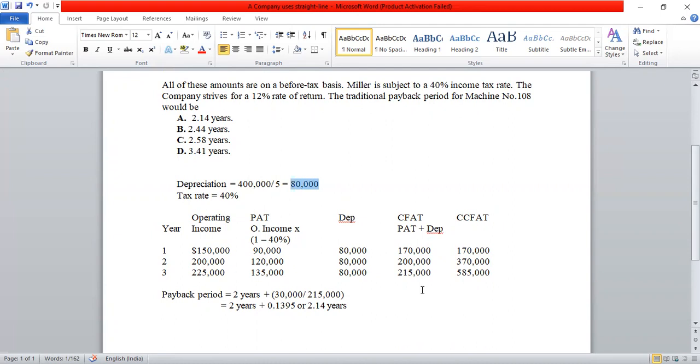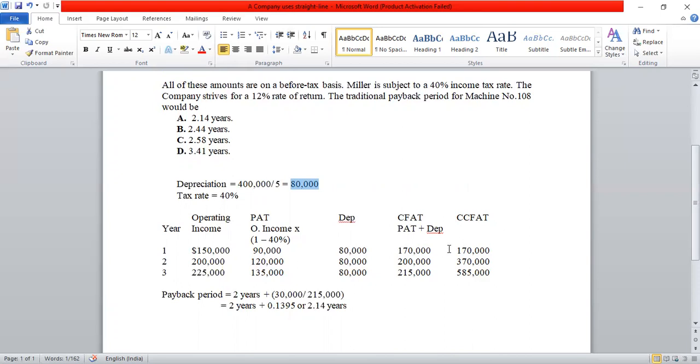What is the concept of payback period? Payback period is the period in which the investment amount is paid back. What's the amount of investment? 400,000. Now, when would this 400,000 exactly be paid back is what we are to find out. The cash flows are not even, they are uneven. That also we can see. So what we do is, in the next column, we have it as cumulative cash flow after tax. So we keep on accumulating the cash flows.